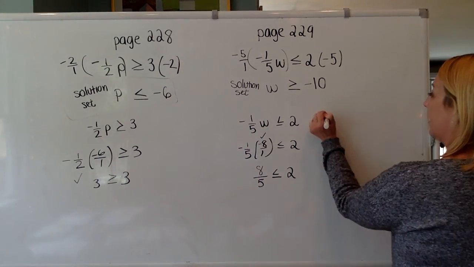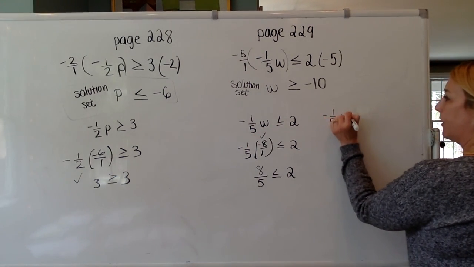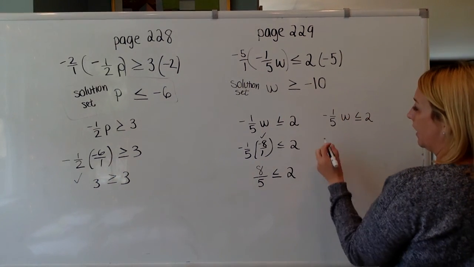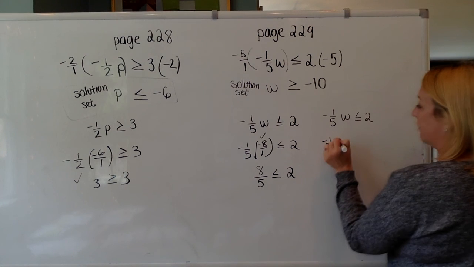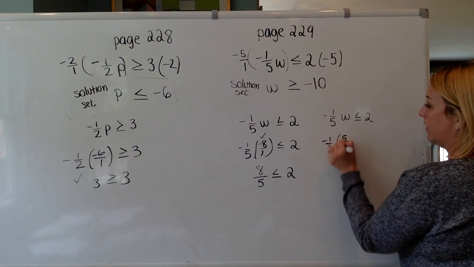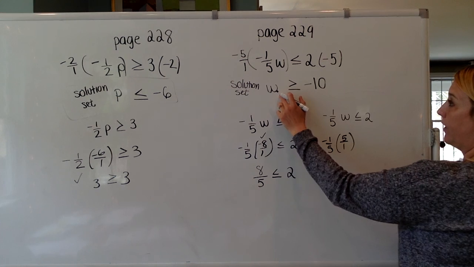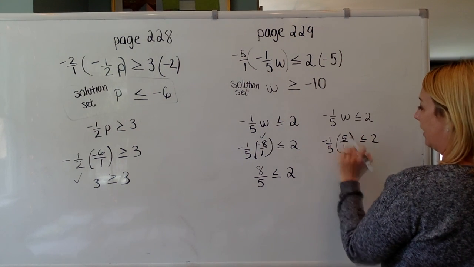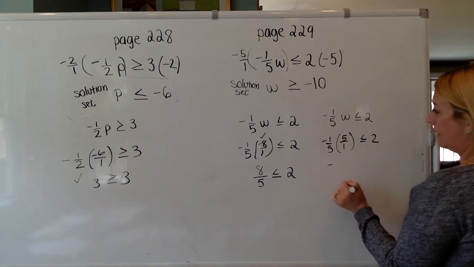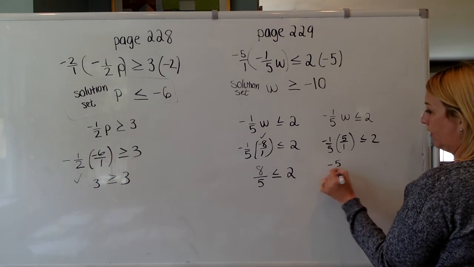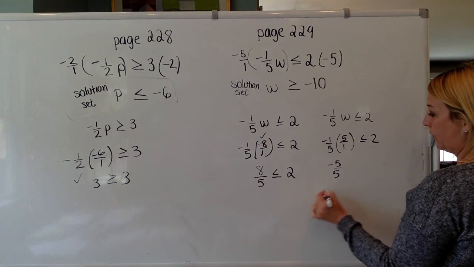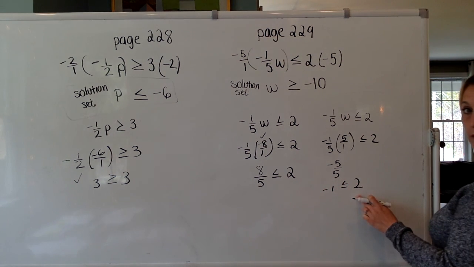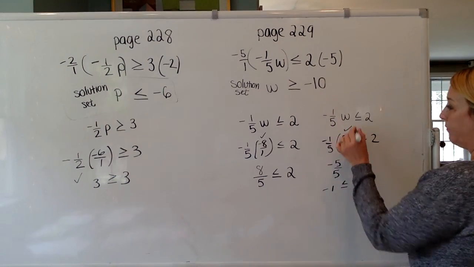Let's try another value for it. Let's try a positive. So W has to be greater than negative 10. So let's just say negative 1/5 times, let's just say 5, right? Because positive 5 is greater than negative 10. And it should work out where we have a negative times a positive is a negative 5/5. So this is actually negative 1. And this is true, right? Negative 1 is less than negative 2. So I know that I did this correctly.